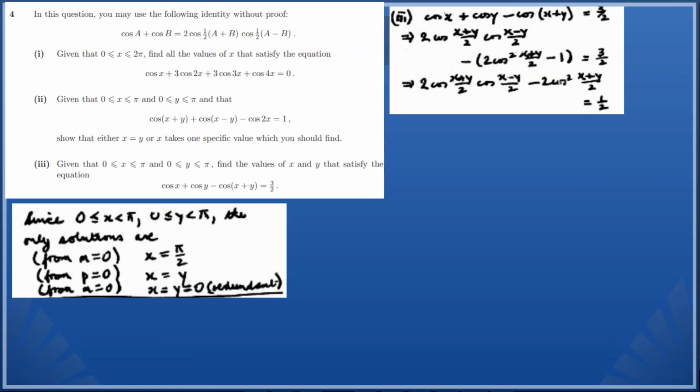Then, using the same method as in the previous part, we can see that 2 cos((x plus y)/2) times cos((x minus y)/2) minus (2 cos squared((x plus y)/2) minus 1) equals 3 over 2. This implies that 2 cos((x plus y)/2) cos((x minus y)/2) minus 2 cos squared((x plus y)/2) equals a half.